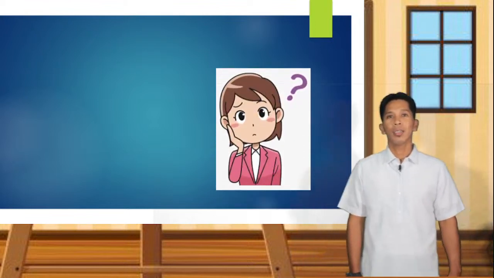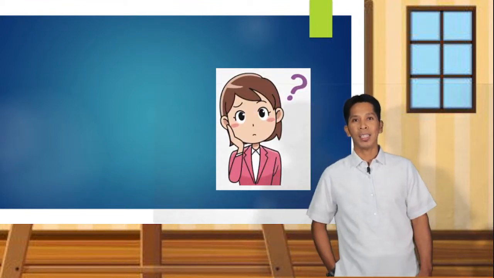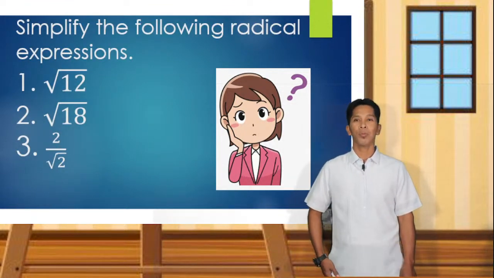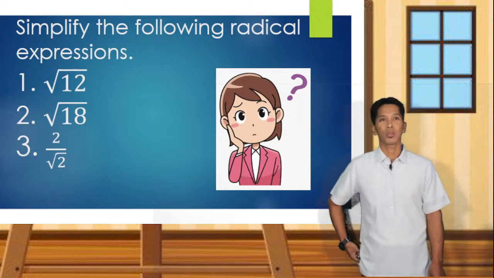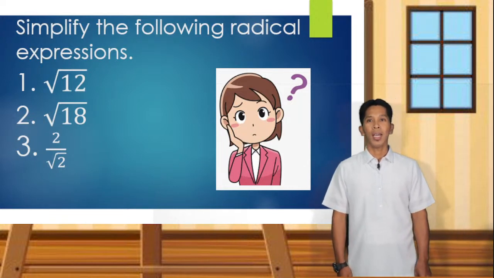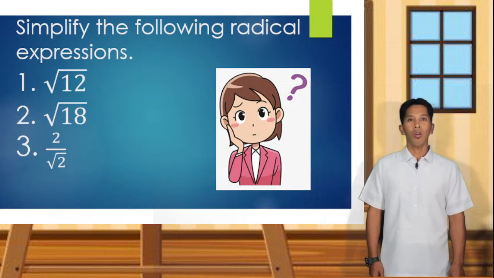Last week, we studied simplifying radical expressions. So I want you to simplify the following radical expressions. Number 1, we have square root of 12. Number 2, square root of 18. And number 3, 2 over square root of 2.